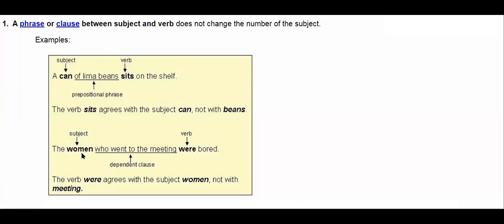The women, which is plural, who went to the meeting were bored. Okay? Women were bored. Who were these women? The ones who went to the meeting. The verb were agrees with the subject women, not with the verb meeting. Were is not agreeing with meeting. Instead, it is agreeing with the subject. Okay? Clear?